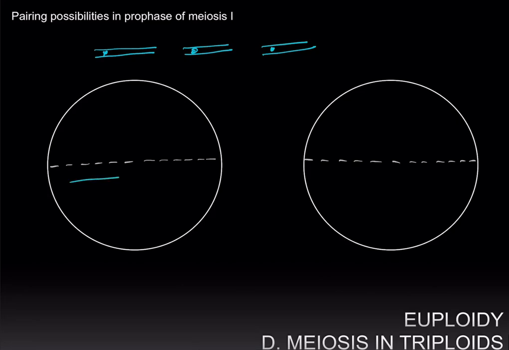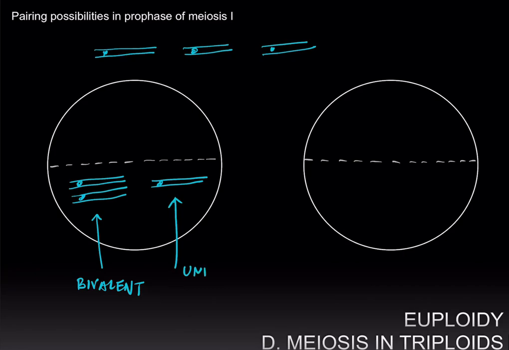One possibility is that 2 pair up, so that's a bivalent, and the third one does not pair up, and that's a univalent. The second way this could happen is that all 3 pair up, forming a trivalent.